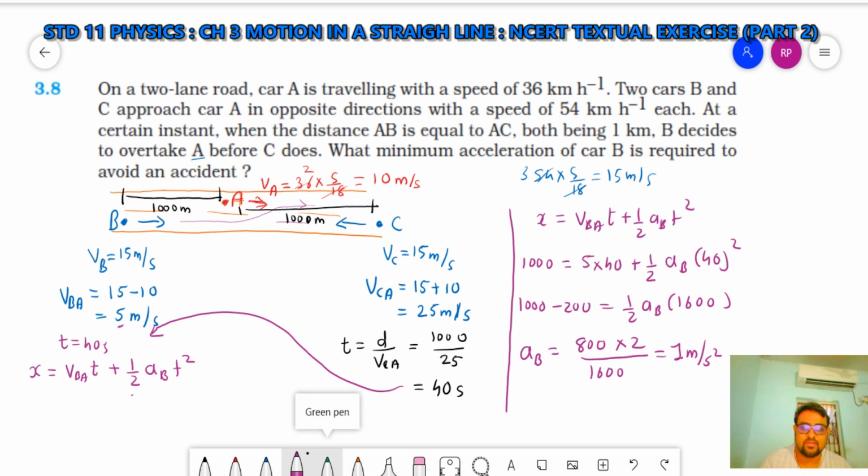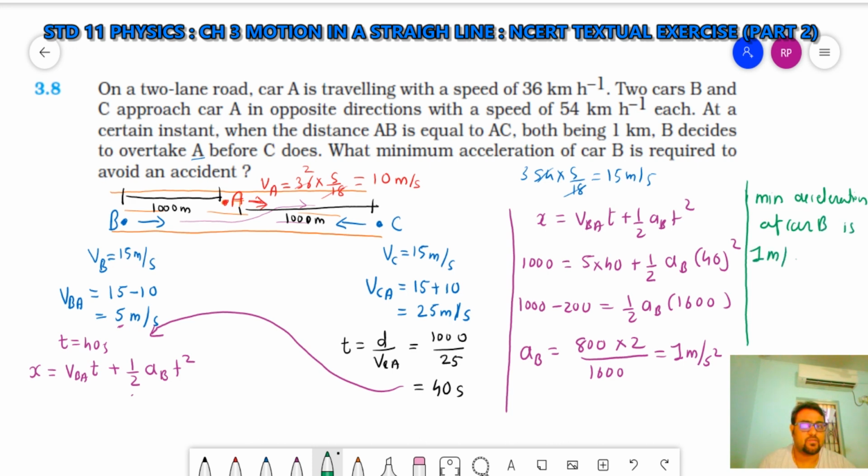Clear? So what is the acceleration, the minimum acceleration? That means the minimum acceleration of car B is 1 meter per second square to avoid an accident. So this was about 3.8.